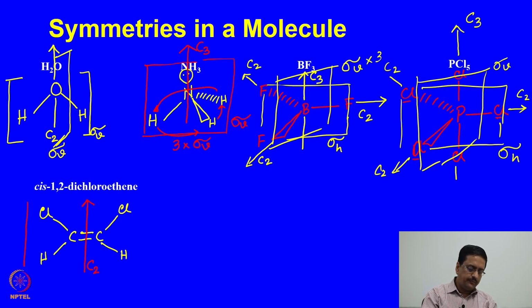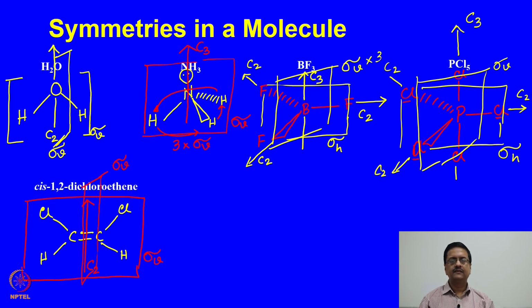Then the plane of the board, or the plane of the molecule, is a sigma V, and a plane which is perpendicular to the plane of the board but contains the C2 axis is another sigma V. What does it mean? It means, in terms of symmetry, both water and cis-1,2-dichloroethene have the same set of symmetry elements.